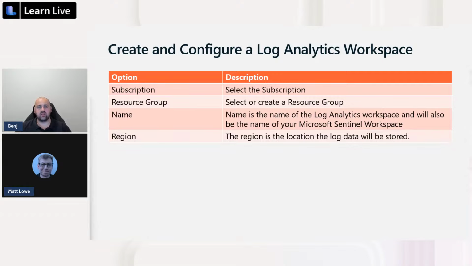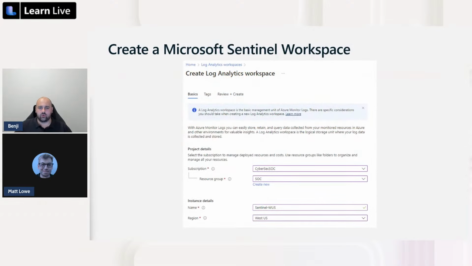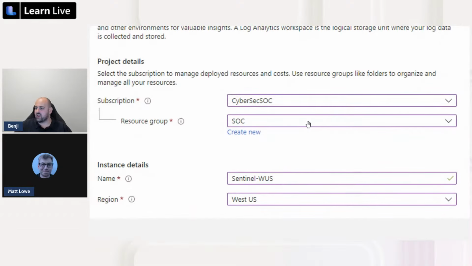I already went through that. And also the region. The region is important because that is where the data will be saved, whether it is in the US, Europe, Asia, etc. So the region is important when you are configuring it. This is the view that we see when we are creating it, and this is the configuration that I mentioned. We are choosing the subscription, the resource group, the name, and the region where we are deploying.